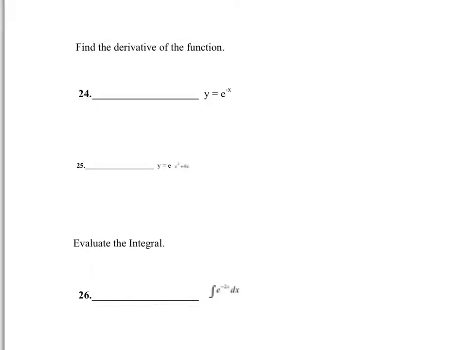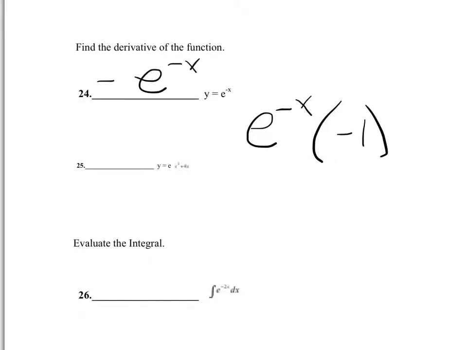All right, now time for the last part of this semester review, answer key. So the derivative of e to the negative x: e to the x is its own derivative, so I should just end up with e to the negative x, but then I just have to multiply by the derivative of the exponent, so my answer should just be negative e to the negative x.